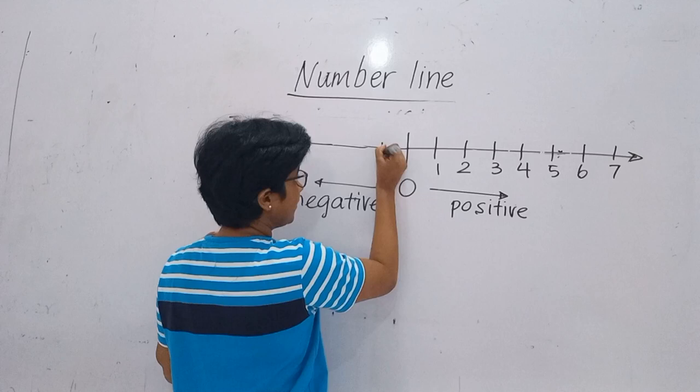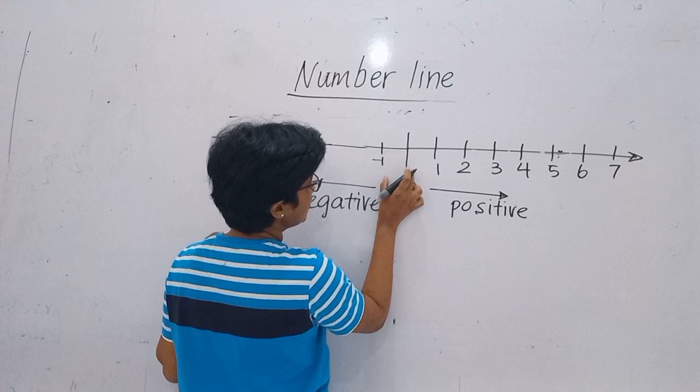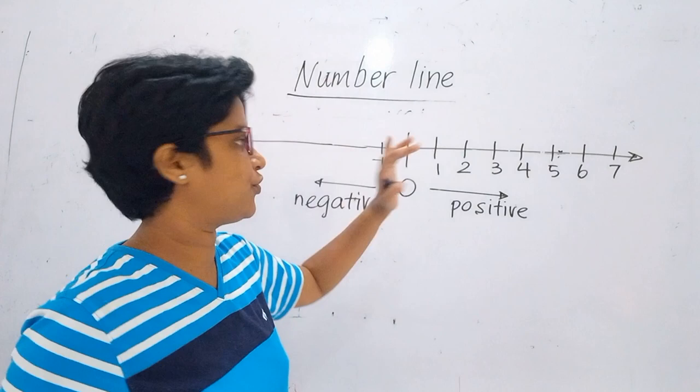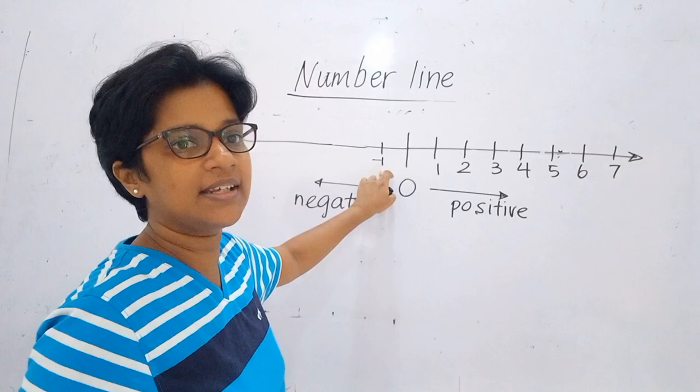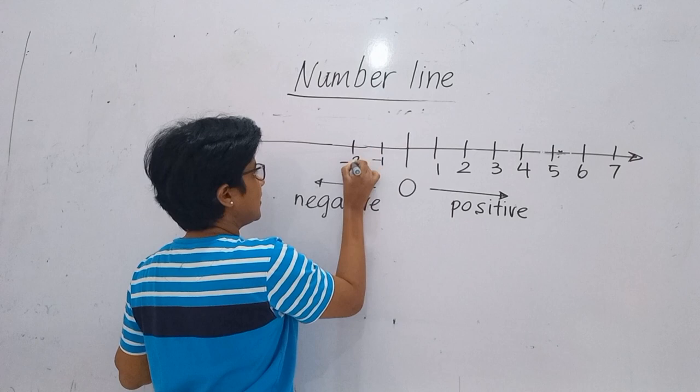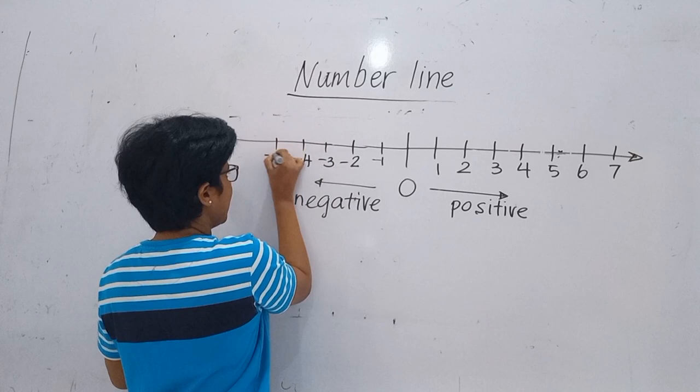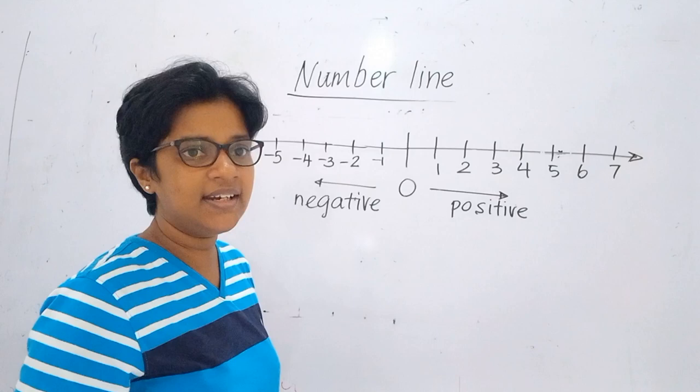But you have to start from negative 1. Negative 1 is very close to 0. Just on the left side of 0, you have negative 1. You have to start negative 1 from here. Negative 1, negative 2, negative 3, negative 4, negative 5, negative 6, like that. Right? That is negative 1.